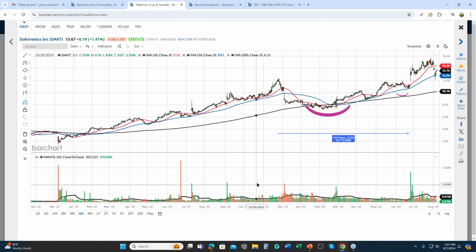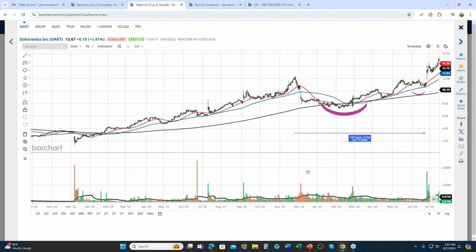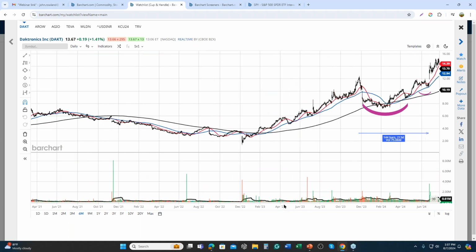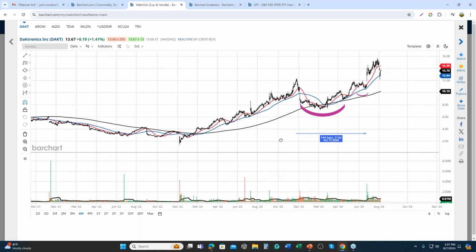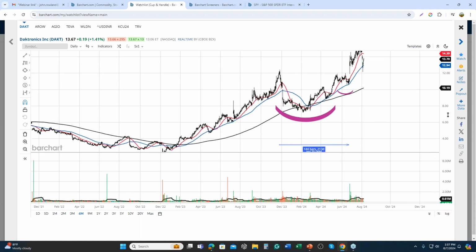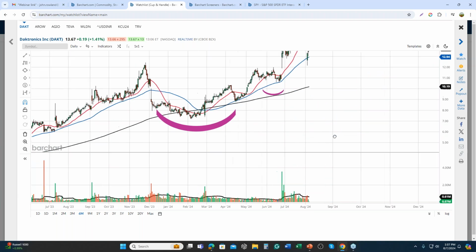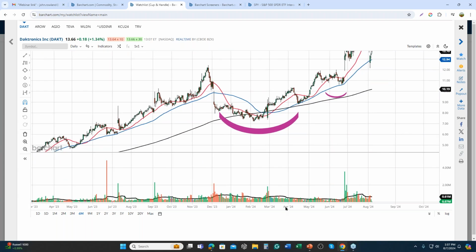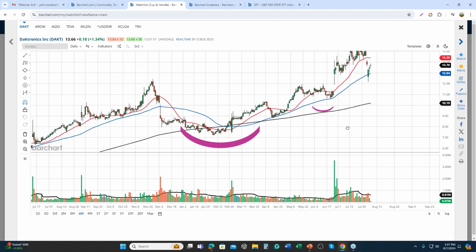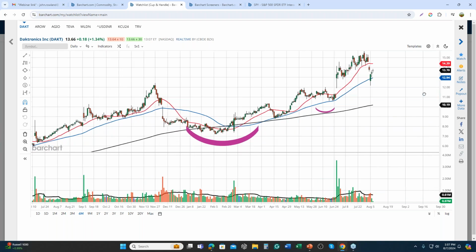All right, so let's look at some examples, and we'll also talk about structure. Let me get this set up so you can see this. There we go, a little bit better there. All right.